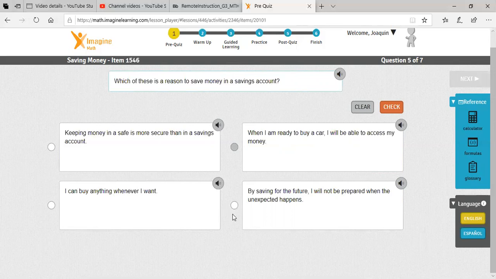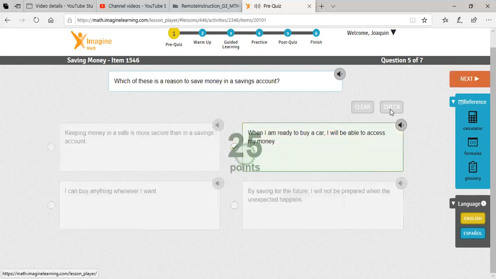By saving for the future, I will not be prepared when the unexpected happens. Well, actually, it's quite the opposite. By saving for the future, you will be prepared when the unexpected happens, or better prepared anyway. So this is not a good answer. This is the best answer. The correct, the only one, actually. Next.